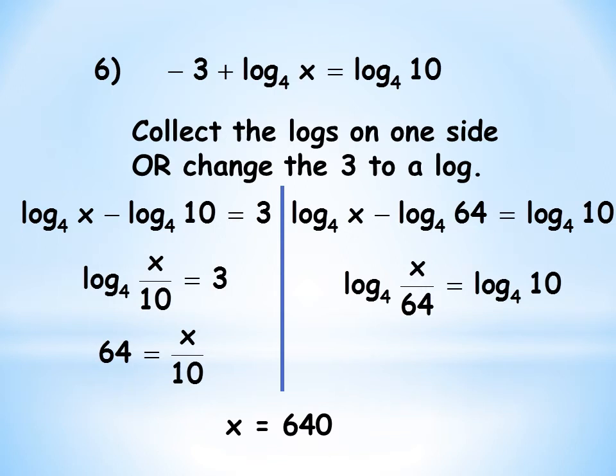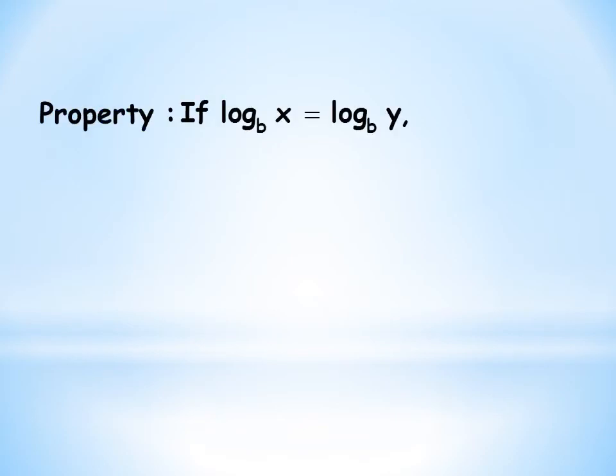But now I have a log 4 of something equals a log 4 of something else. So obviously x over 64 has to equal 10, or these two logs would not equal each other. So from here I can just set them equal and solve. So therefore the property is if I have a log b of x equals the log b of y, then x has to equal y. This is very similar to what we did with exponents.